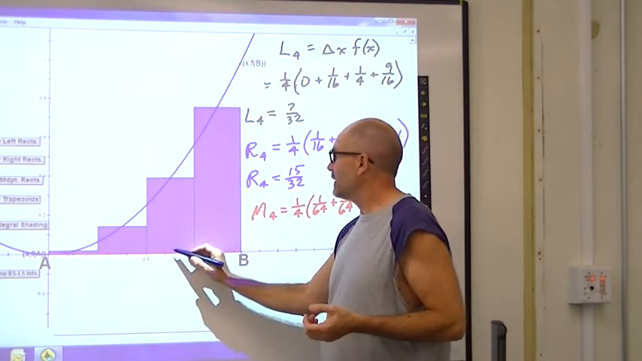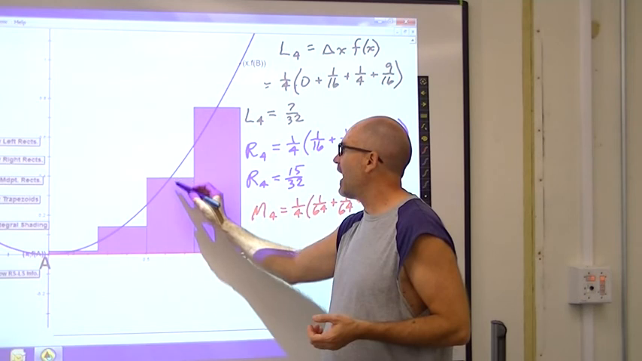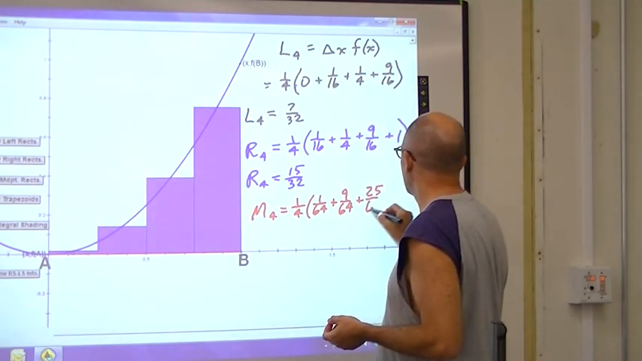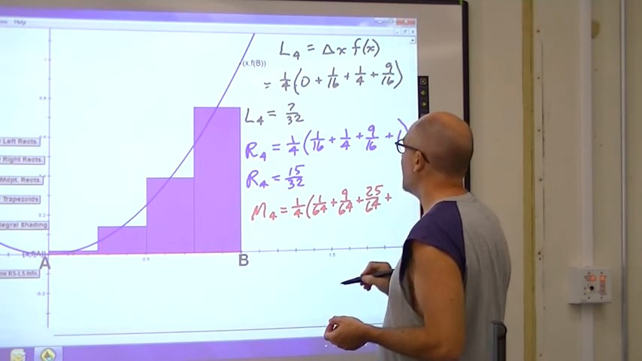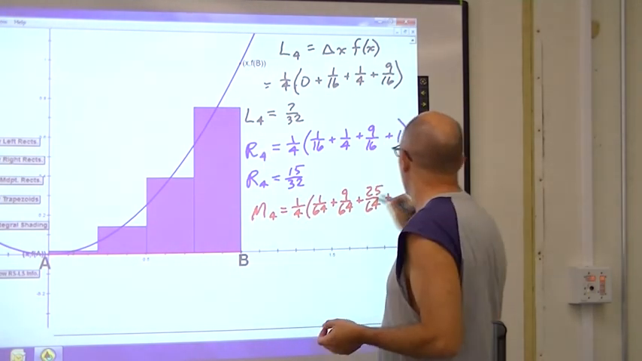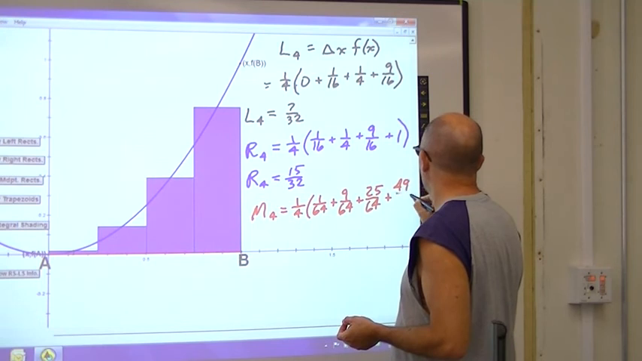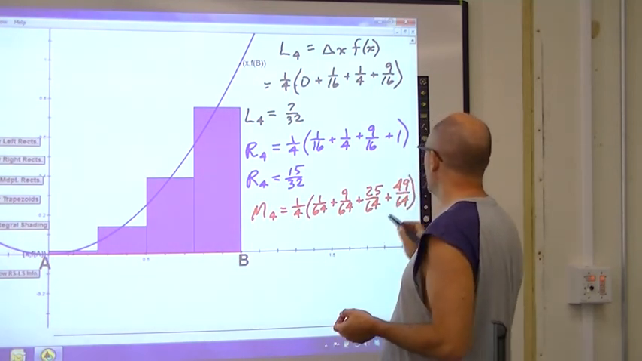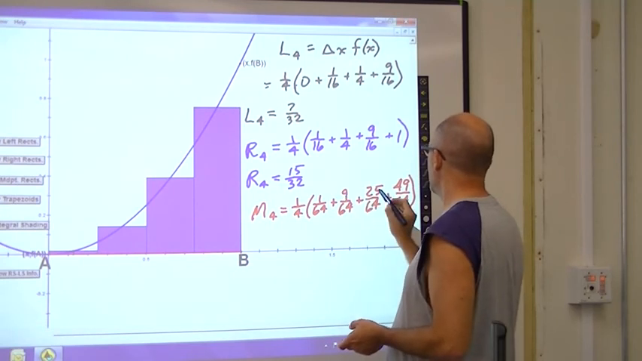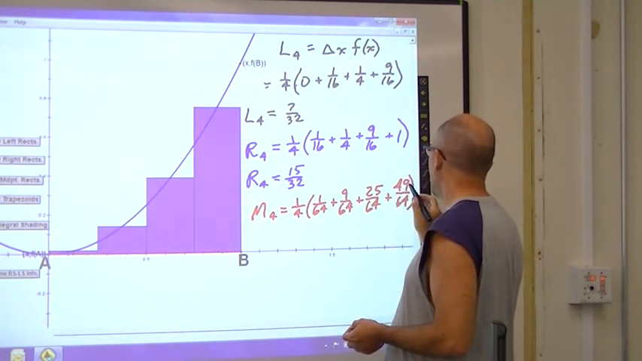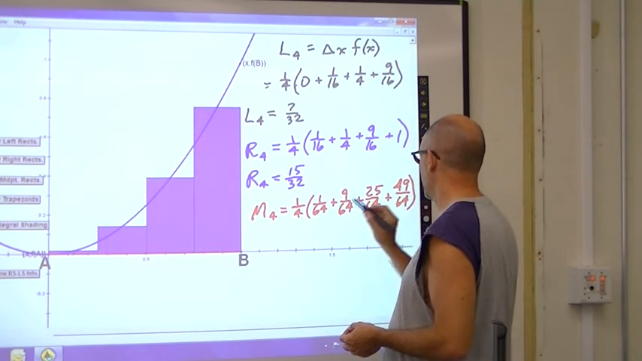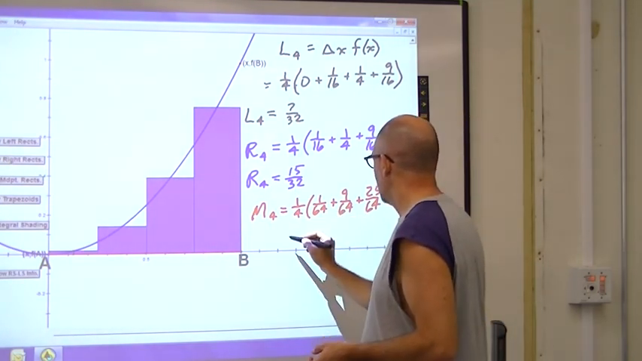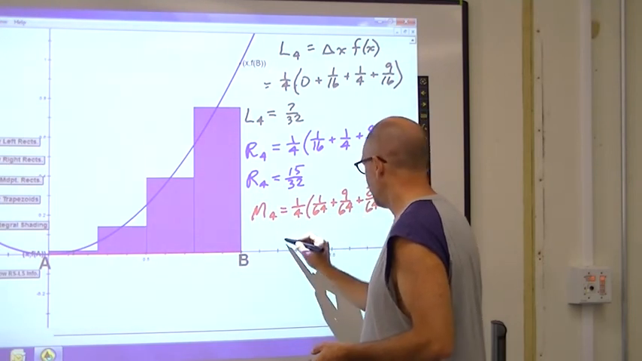Then this third rectangle, the midpoint is at 5/8. So that's 25/64 tall. And the last rectangle would hit at 7/8, which is 49/64. And so when we add all these up, we've got 10, 35, 84 over 128. I'm sorry, 84 over 256.